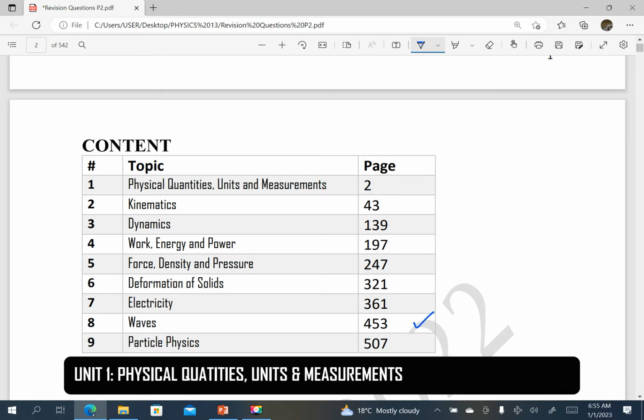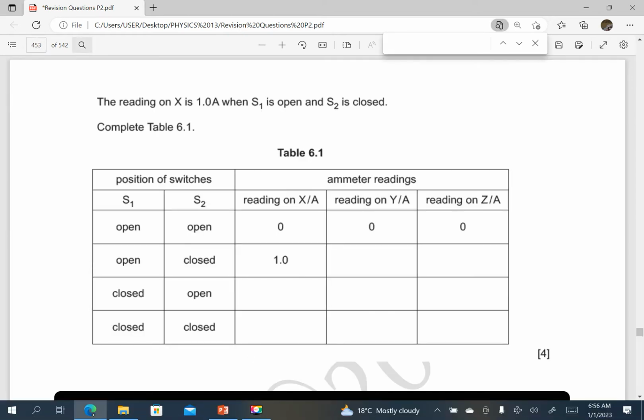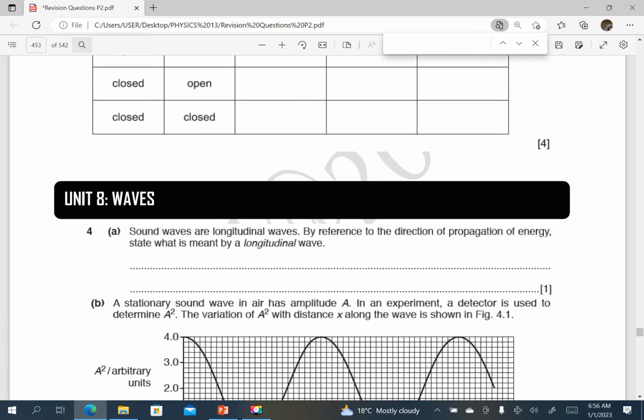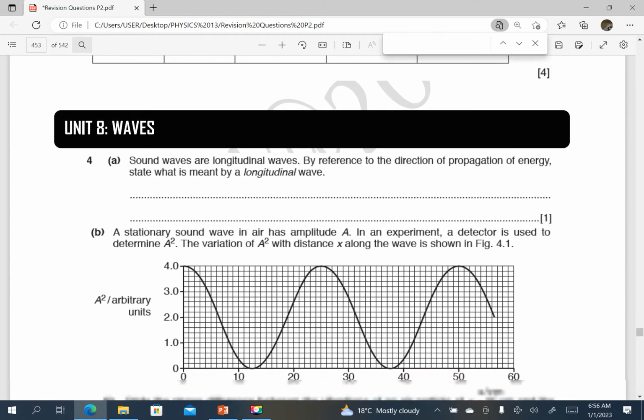Waves, and this is page 453. So here we are, page 453, and straight away I want us to start on waves. Question number 1. Remember, these questions are just sniped from past paper questions, and they are very important for your revision purposes. They will guide you and give you confidence in your practice as you prepare for exams. Number 1, sound waves are longitudinal waves. That is obvious. We all know that sound waves are longitudinal.